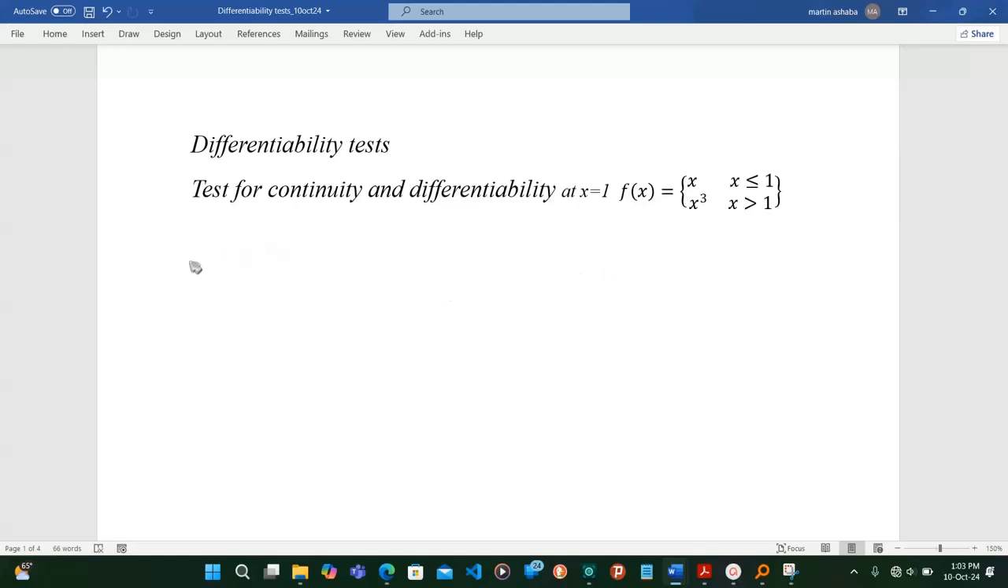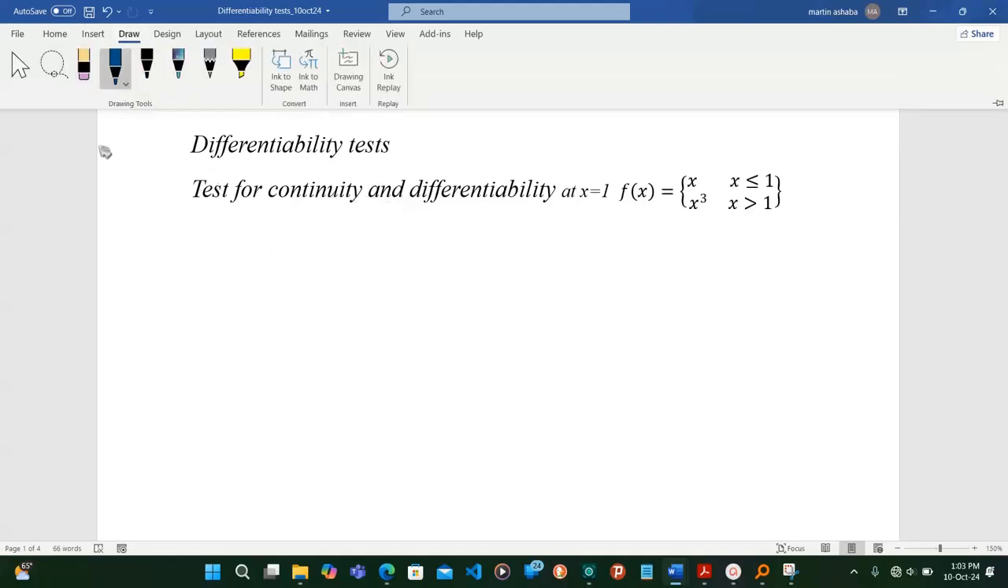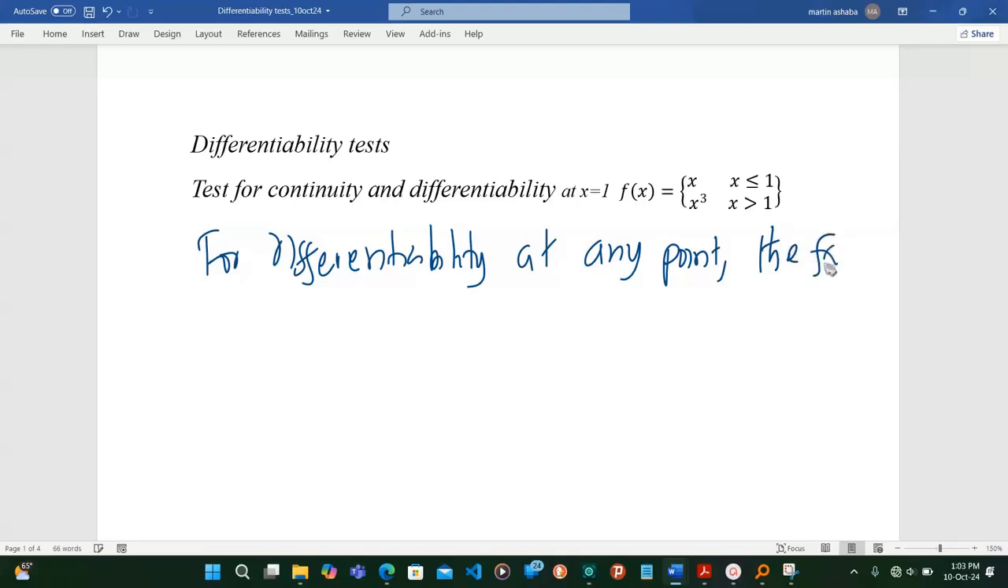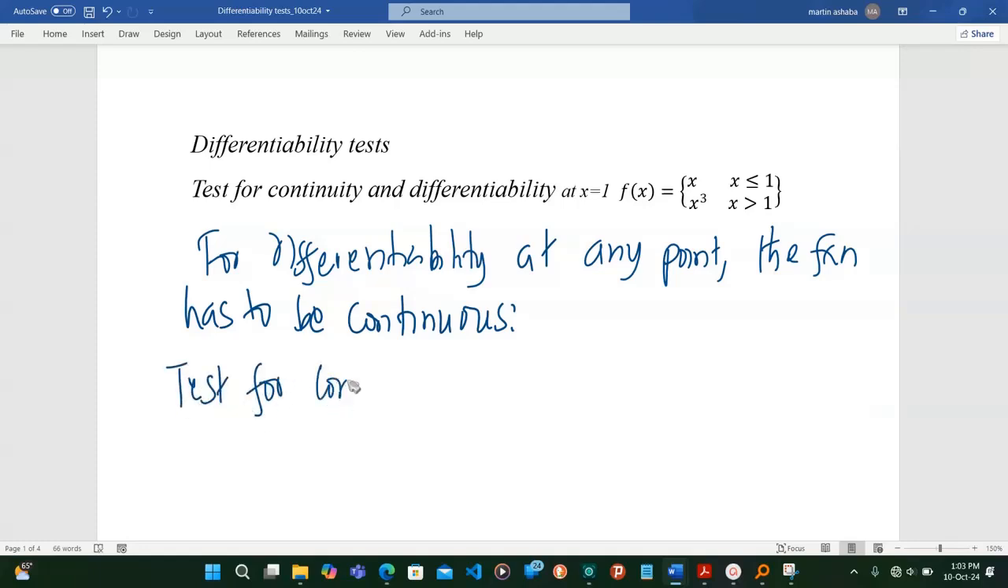Now for continuity and differentiability, we know they move together, but for differentiability at any point, the function has to be continuous. So before we go to differentiability, we must test for continuity at x equal to 1.